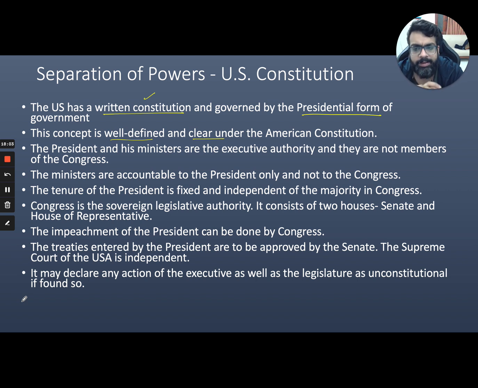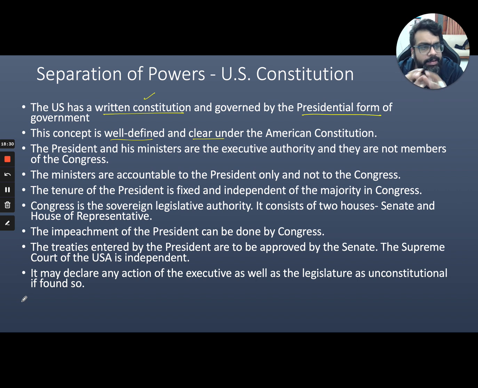In the US, the president and his or her ministers, who are called secretaries. For example, the Secretary of State of the US is equal to the Foreign Affairs Minister in India. The Secretary of Defense of the US is equal to the Defense Minister of India. Right? So the president and the ministers are the executive authority, where ultimate executive power lies with them, and they're not members of the Congress.